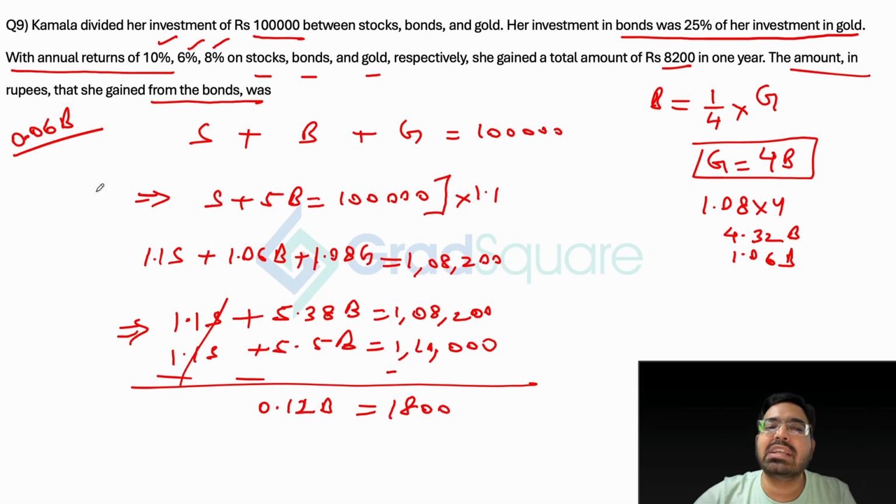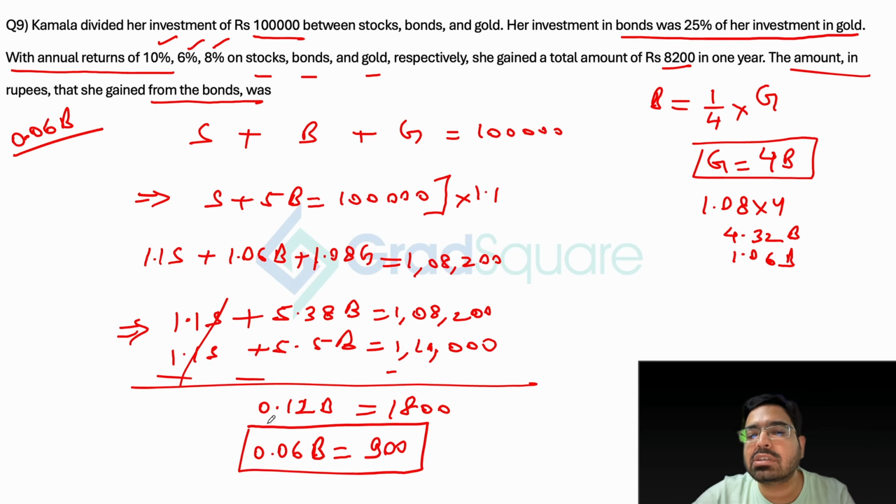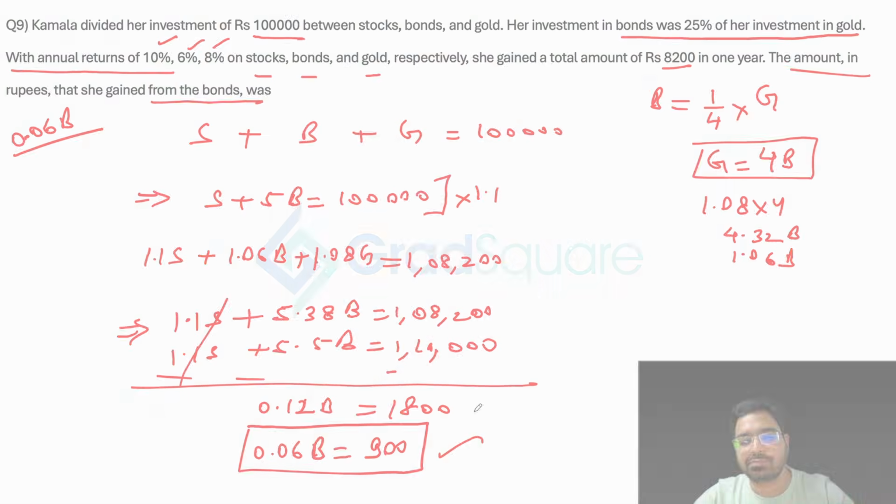Now watch this very carefully. You need the value of 0.06B, right? You don't even have to find the value of B, just halve this. If you halve this, what happens? 0.06B is what you are going to get over here, and that value equals 900. So the answer to this question turns out to be what? 900.